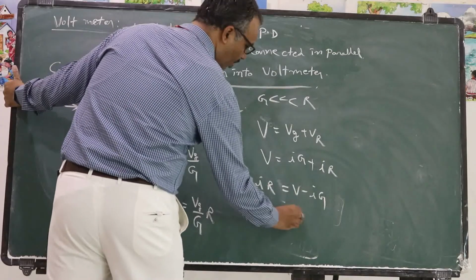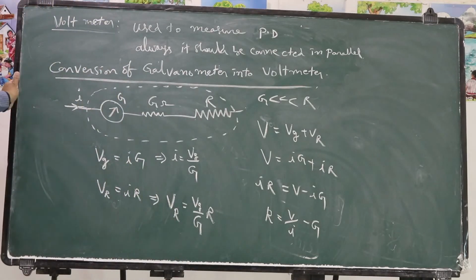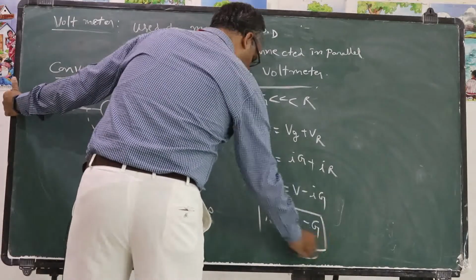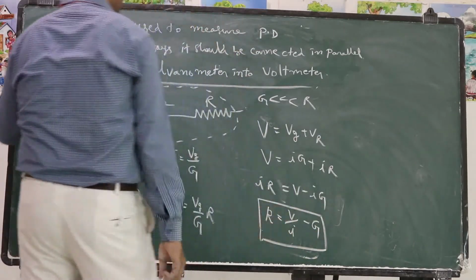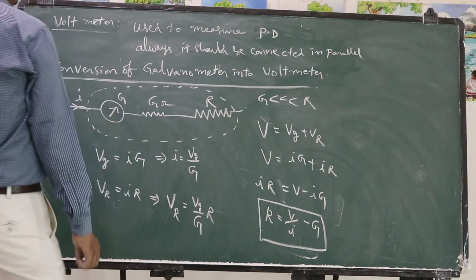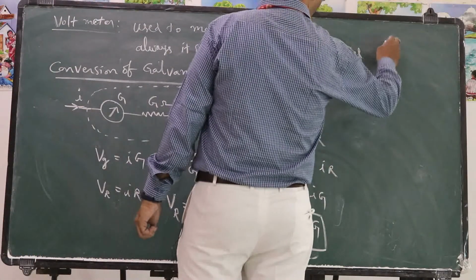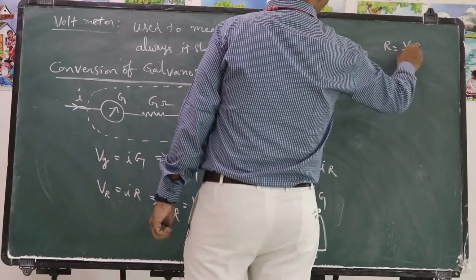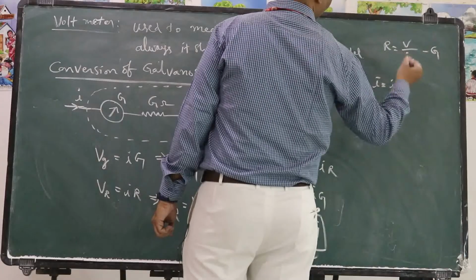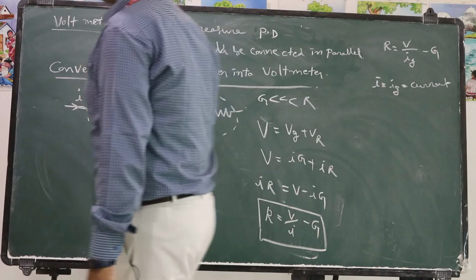R is equal to V by I minus G. So this is the value of resistance required, which is to be connected in series to a galvanometer to convert it as voltmeter. Here I is nothing but current passing through the galvanometer. In some books they will represent it as R is equal to V by Ig minus G. I or Ig is nothing but current passing through the circuit.